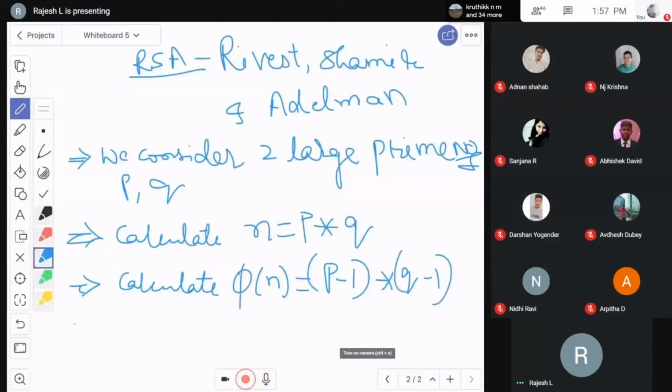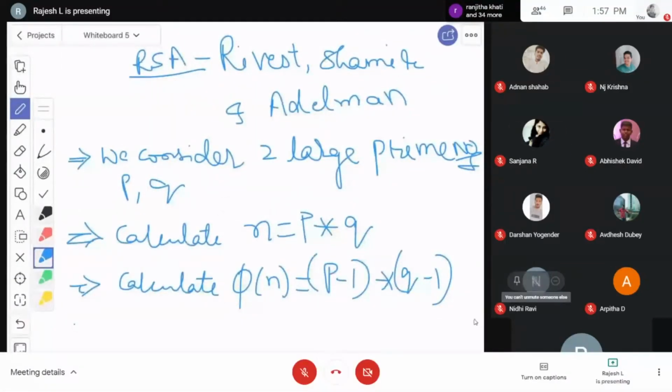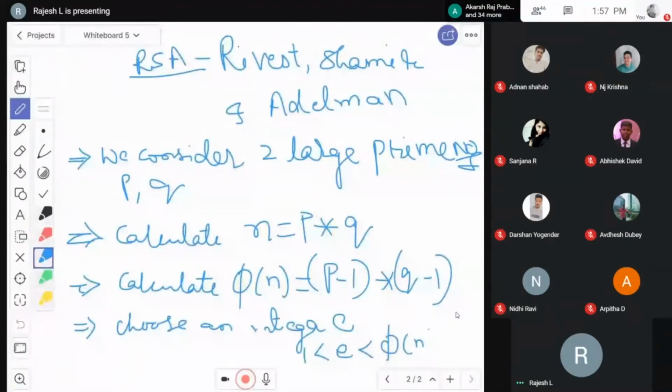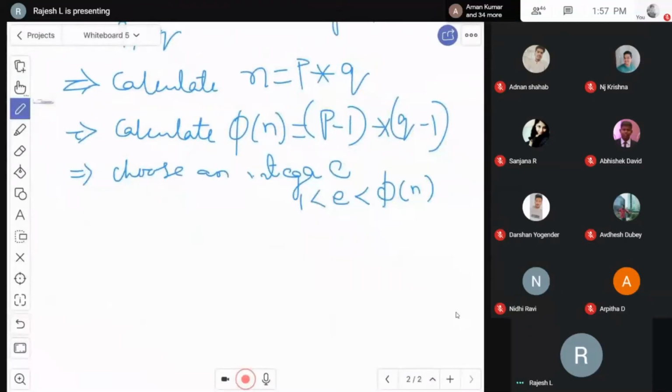Once you have the values for the Euler-Totient function, we have to calculate the public and private keys. For that, choose an integer e such that e is greater than 1 and less than the Euler-Totient function.